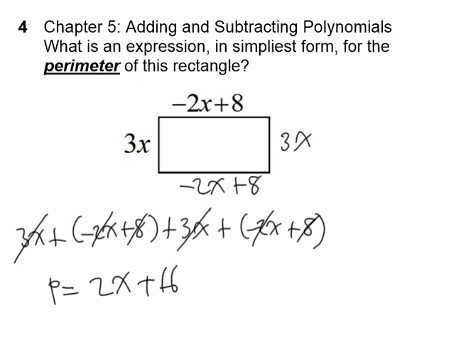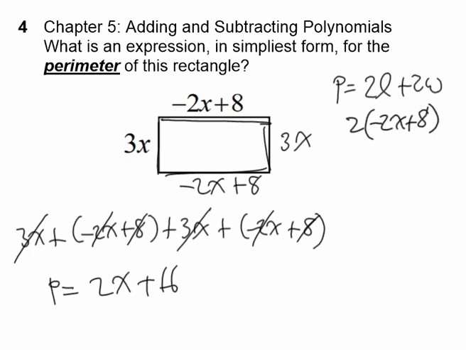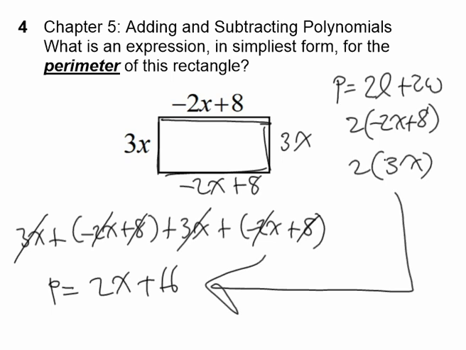Now, alternatively, the perimeter of a rectangle can be written as 2 lengths plus 2 widths, right? Because there are 2 lengths here. Add that to 2 widths, and you would have the distance around it. So you would have 2 negative 2x plus 8, and you would have 2 3x's. And if you put those together, you would still end up with this here. So your final answer, the perimeter of the rectangle, is 2x plus 16.